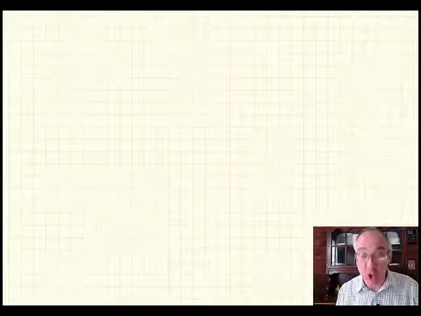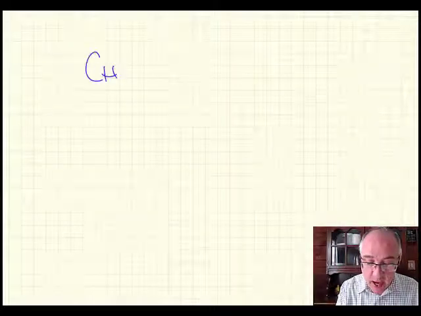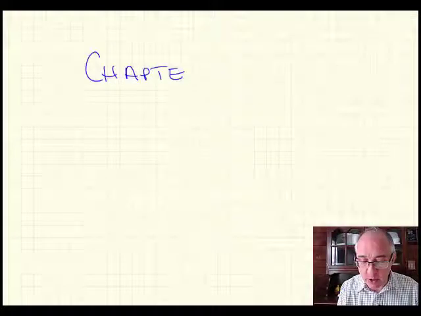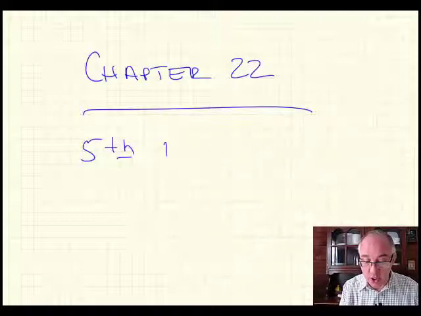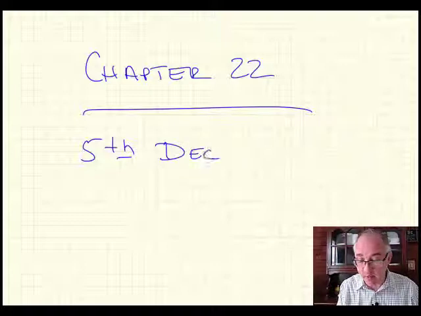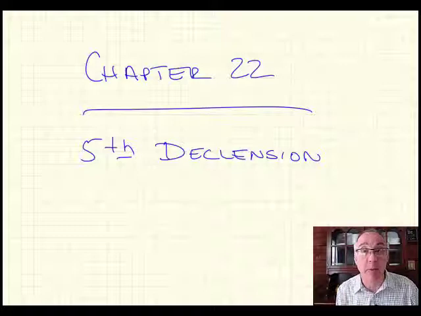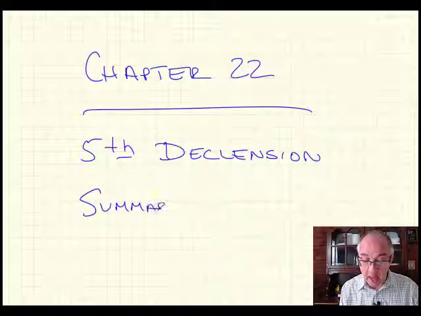Welcome. Welcome to chapter 22. And chapter 22 is a good chapter to close this semester on. There's two focuses in chapter 22. Number one is the fifth declension. There are no more declensions after this. And there is also one new ablative, the ablative of place where, which is incredibly easy, it just tells where something is. There is also the summary of the ablatives.